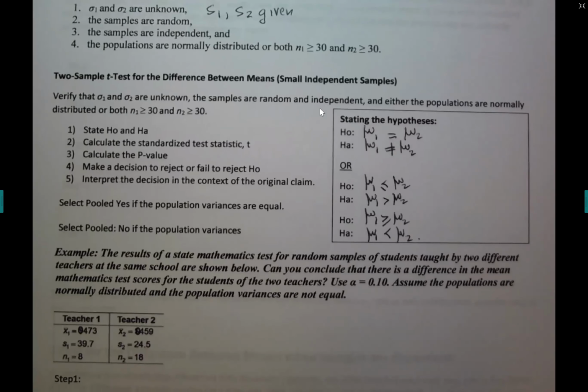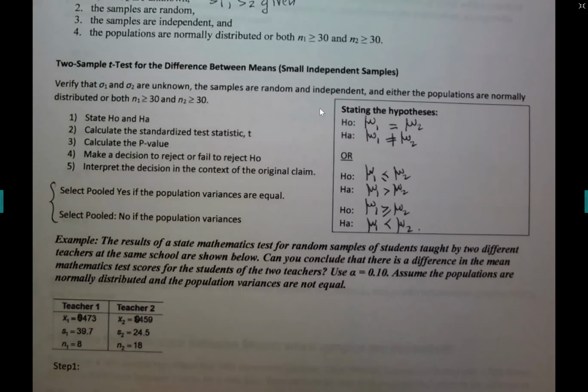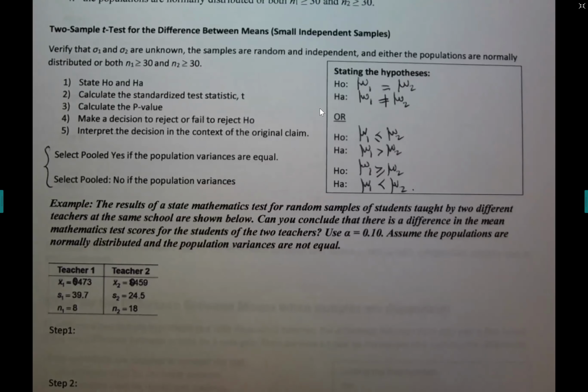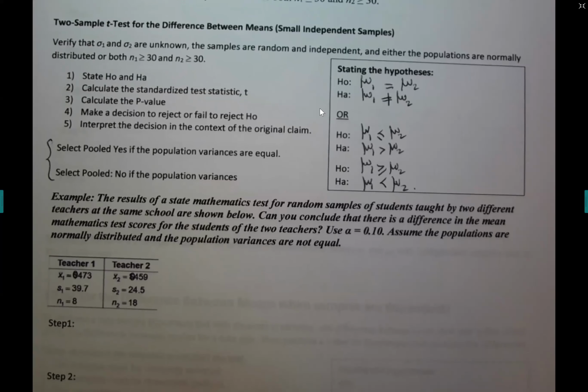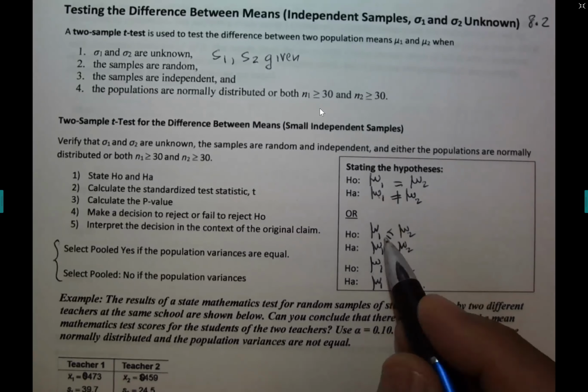And let me begin. I'll come to this in a second. That's very, very important when you use a calculator. The results of a state mathematics test for random samples of students taught by two different teachers at the same school are shown below. Can you conclude that there is a difference in the mean mathematics test scores of the students of the two teachers? So he wants to check if there is a difference. Use alpha equals 10%, assume that populations are normally distributed and the population variances are not equal. So which one is it gonna be, guys? First, second, or third?